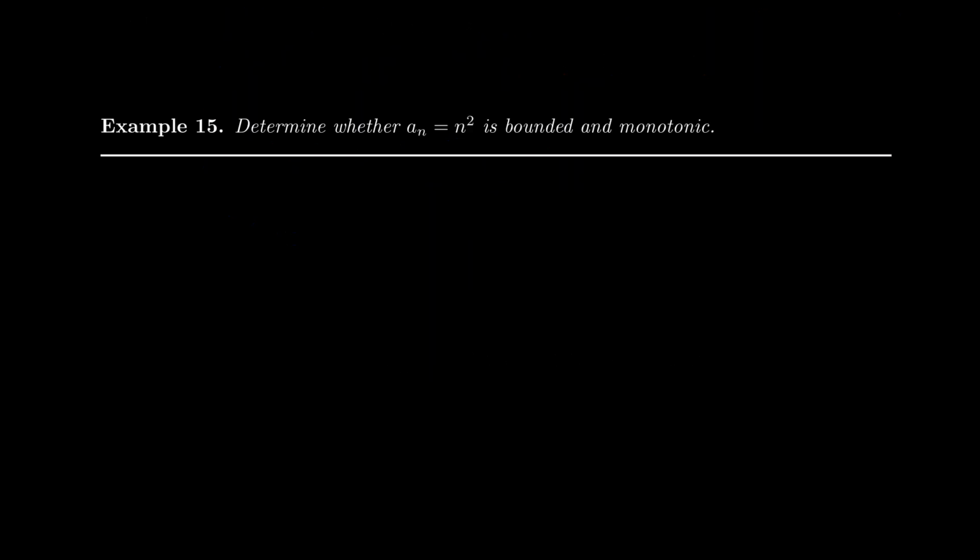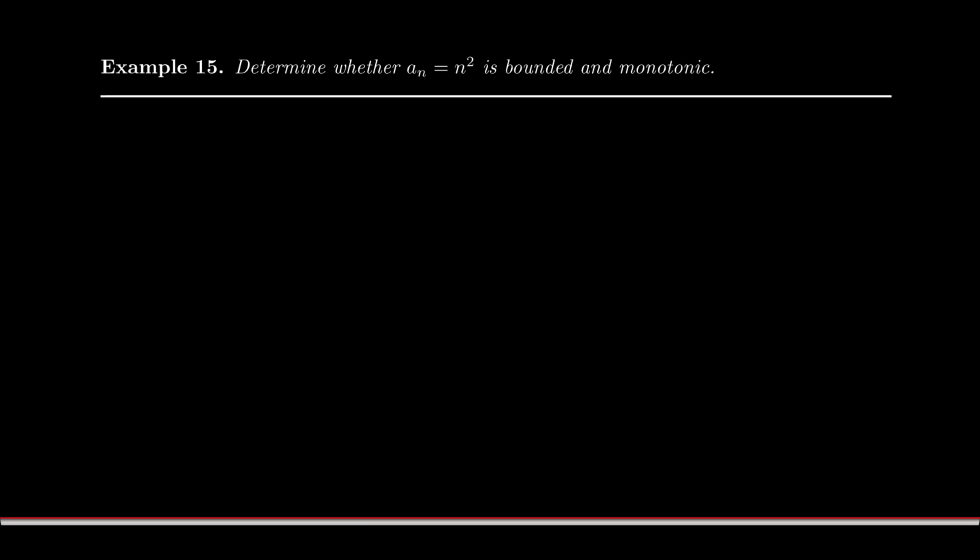So let's look at another example down here. Determine whether a sub n equals n squared is bounded and monotonic. That's an easy enough one. Let's look at that. Is it bounded and monotonic? So remember, the numbers are going to look like 1 squared, 2 squared, 3 squared, 4 squared, 5 squared, and so on. Okay, that's the sequence, n squared. That's what it looks like. Is it bounded and monotonic?